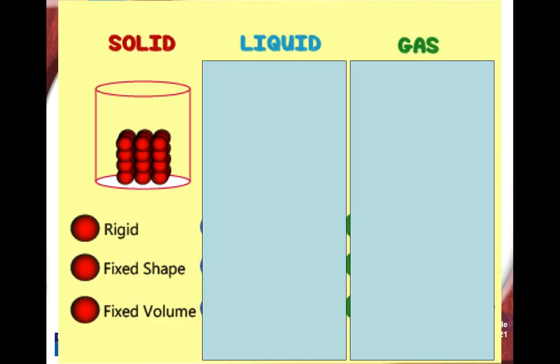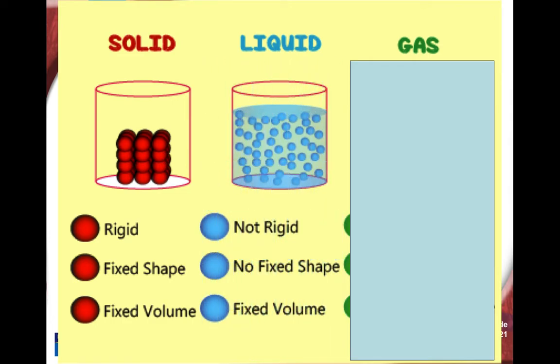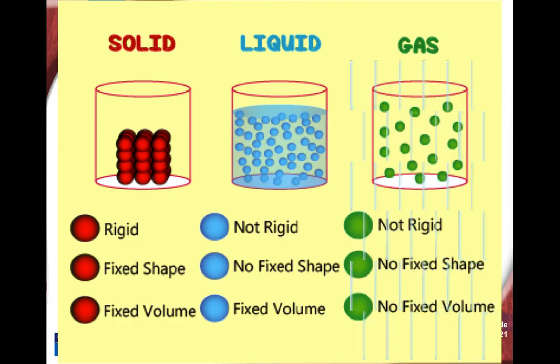So, solids have a rigid shape. They don't move around on their own. They have a fixed volume and kind of stay together in an organized fashion. Liquids are not rigid, they move around. They don't have a fixed shape. They can change shape, they take the shape of their container, but they do have a fixed volume. Now, that's at certain temperatures, and we'll talk more about that.